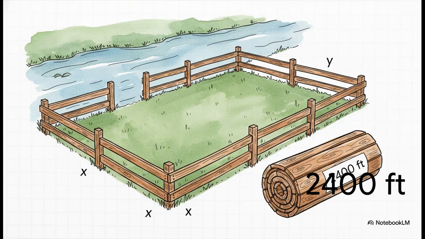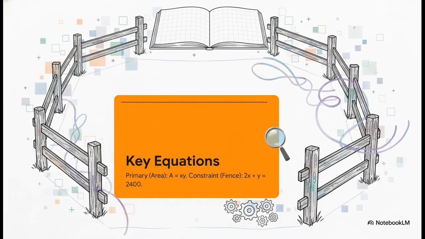So here's the setup. We've got a farmer who has 2,400 feet of fence. They want to make a rectangular pen, but one side is right up against a river, which is pretty handy. It means we only need to fence 3 of the 4 sides. The goal is simple. Find the dimensions, the length and width that will give us the biggest possible area inside that fence. Okay, let's fire up our strategy.